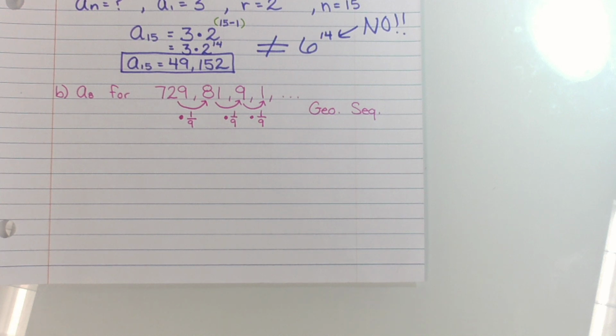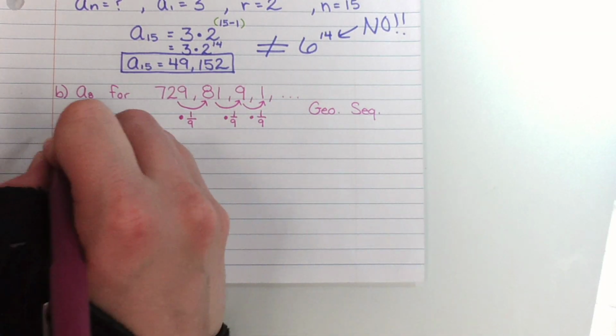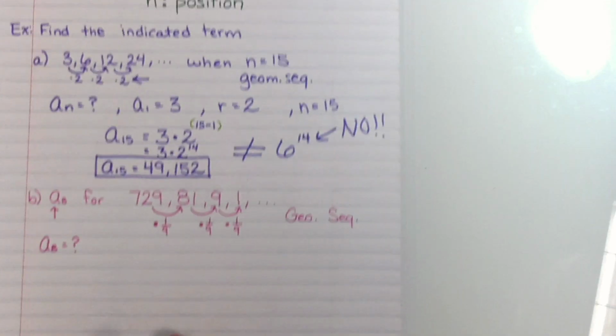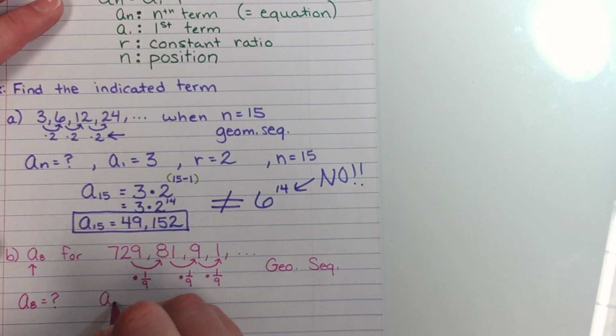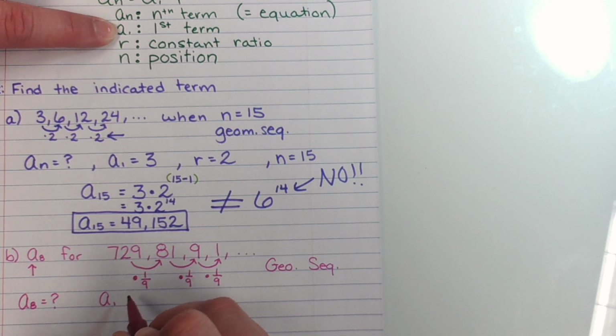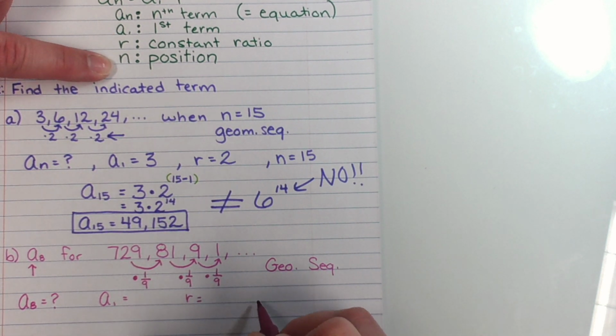Okay, I'm trying to find the indicated term. I am trying to find a sub a. In order to do that, I have this formula. That formula requires knowing, I'm trying to find a sub n. I need to know a sub 1, I need to know r, and I need to know n.